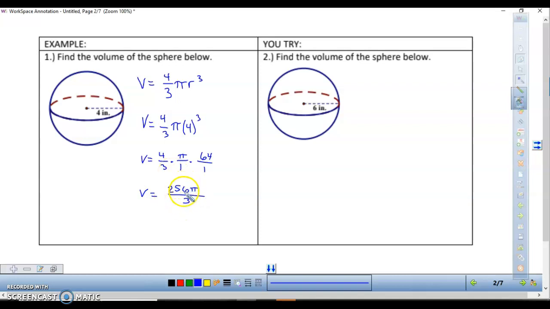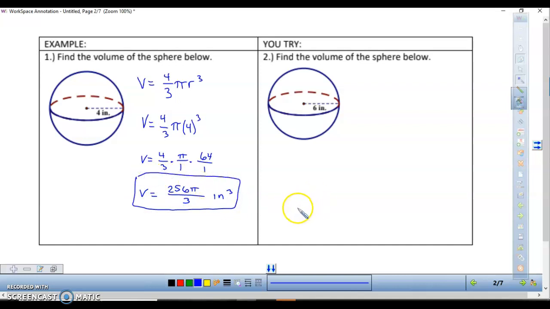Now, if this is not divisible, then we don't want to put a decimal. We would just leave our answer as such. But when we divide this, we want to see if it's divisible. And I can tell you right now that it's not. When I divide it, I get 85.3333. So let's just leave our answer here as a fraction. And of course, it's volume, so we'll put inches cubed. So please do not be afraid of fractions.